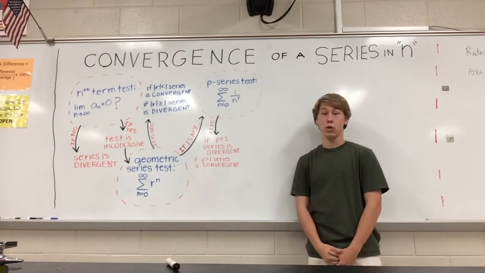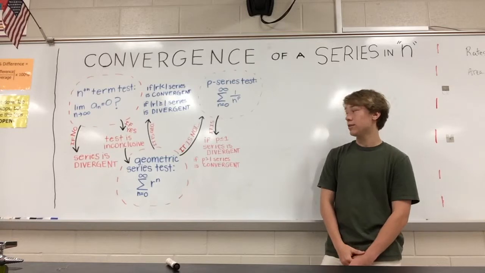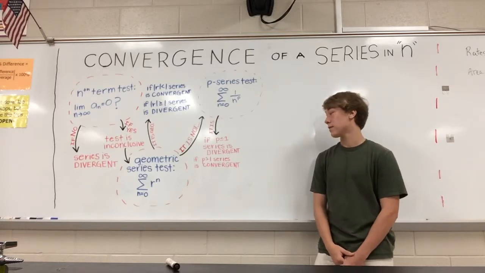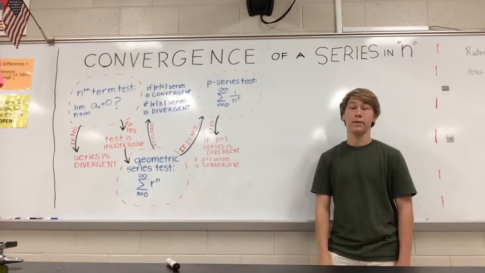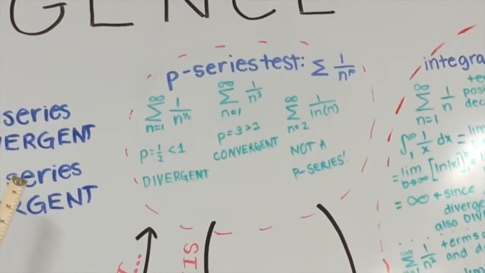If p is less than or equal to 1, then your series is divergent by the p-series test. If your p is greater than 1, then your series is convergent by the p-series test. Some examples for the p-series test.